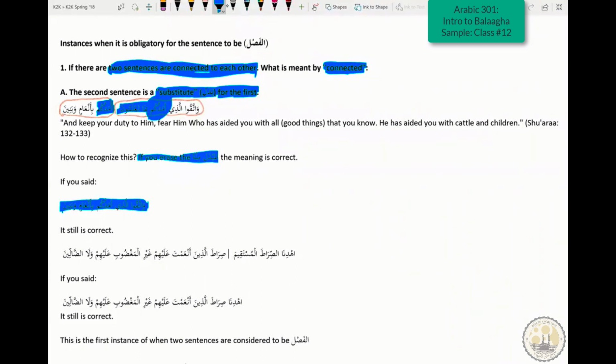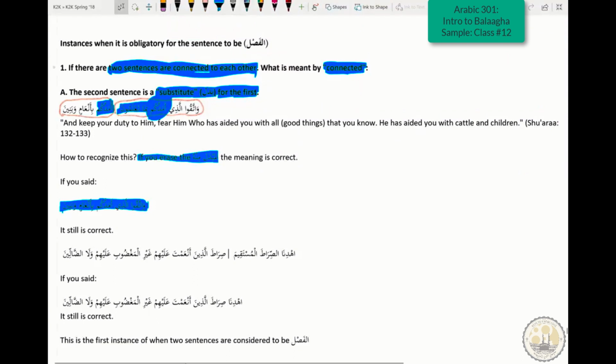Another example here. اهدنا الصراط المستقيم صراط الذين أنعمت عليهم غير المغضوب عليهم ولا الضالين. Okay. SubhanAllah, these ayats look very familiar. What chapter are these ayats from? Good, ahsant. From Surah Al-Fatiha.